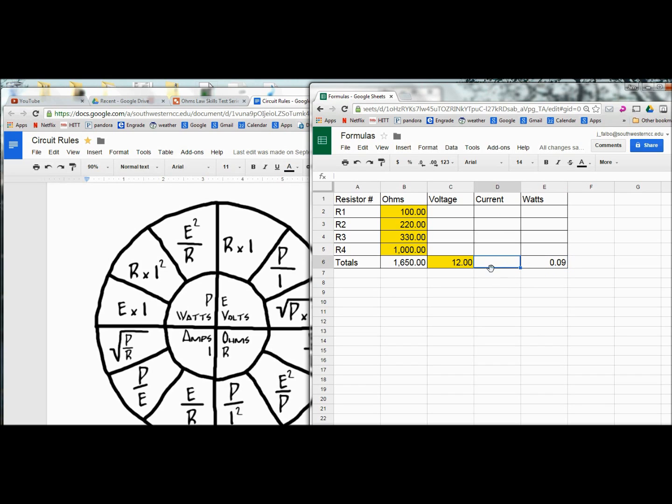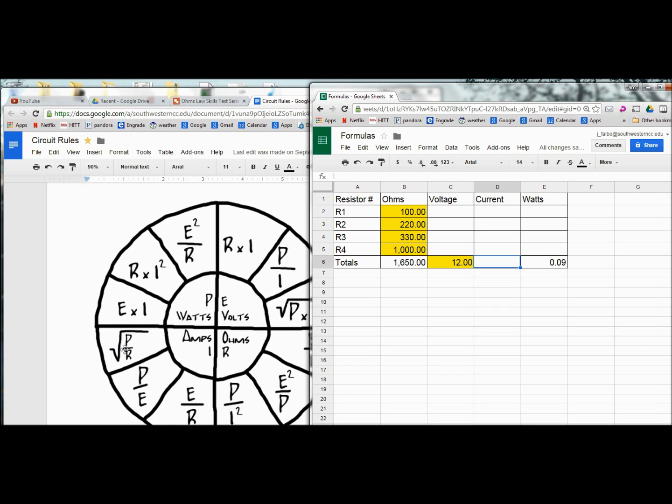Now I'd like to solve for the current. Well, now I have some options. I could use the usual voltage divided by ohms, E over R. And if I go to my amperage section, we see it right there, E over R. Or if I wanted to utilize the fact that I have my wattage solved, I could take the wattage divided by the voltage. The other formula that I could use is the square root of wattage divided by resistance.